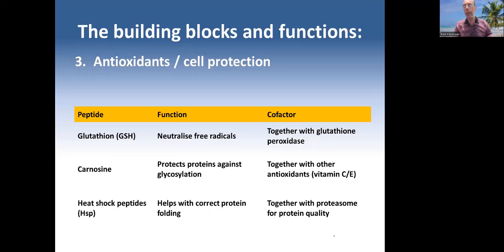They have also peptides for cell protection, antioxidants, like glutathione, like carnosine, like the heat shock peptides. All those peptides will protect our cells from degradation. They pick up peroxides. That means very aggressive forms of oxygen will be taken away because otherwise the cells could be damaged. It is an antioxidant, and that helps our cells to keep integrity and keep us healthy.